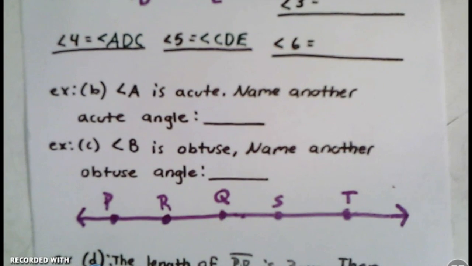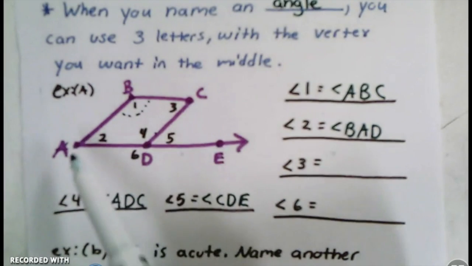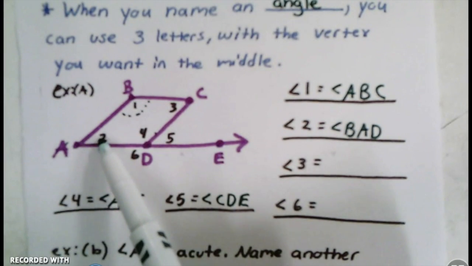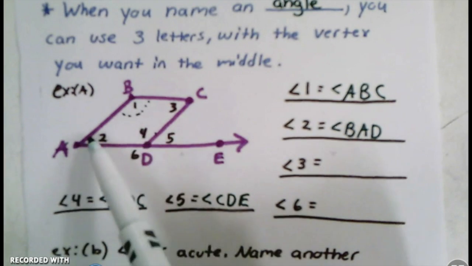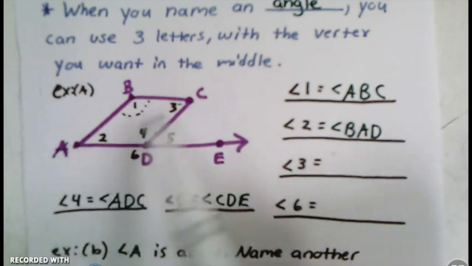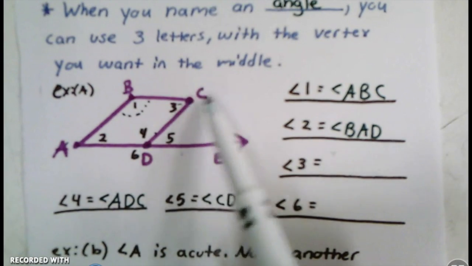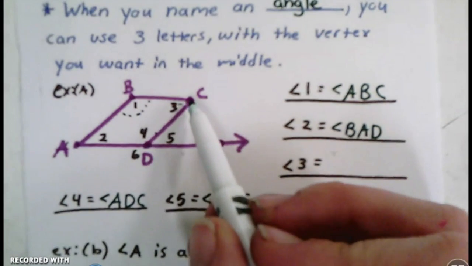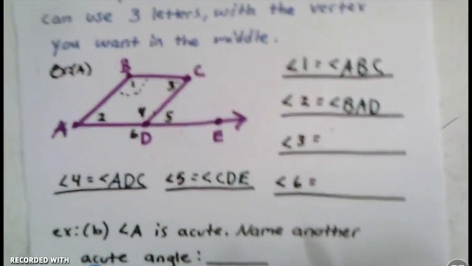All right, example B. Angle A is acute. Name another acute angle. So angle A is acute. Name another acute angle. Is that acute? No. Is that acute? No. Acute angles are often across from each other like this. So we have 2 and 3. We're going to name it angle C. And because it's not confusing like here where there's multiple angles, I can just call it angle C.